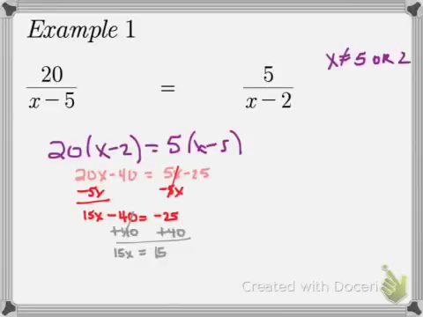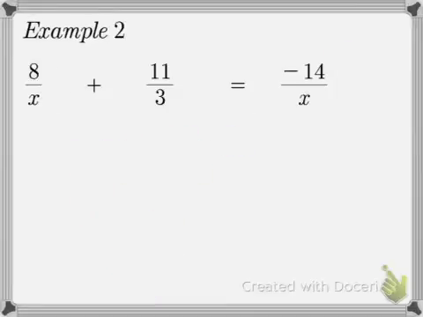I could finish this off by dividing both sides by 15, because 15 divided by 15 is 1. That gives me x equals 1. Alright, because this was not one of the two values that we said x could not be, this is actually my answer. So the answer to this equation is x equals 1. Alright, so now on to example 2.